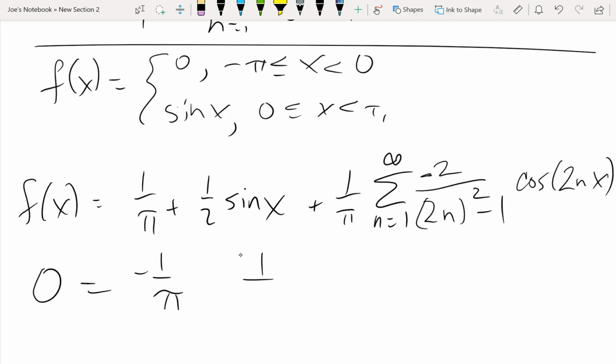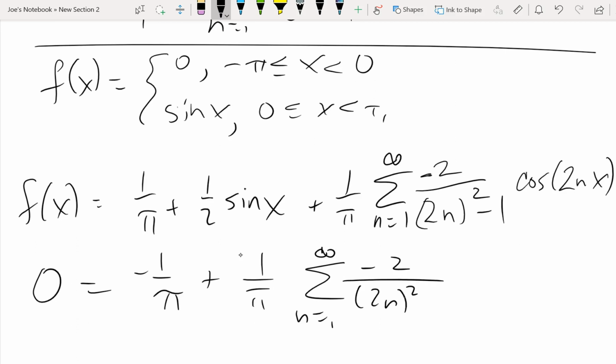We'll get -1 over pi plus 1 over, or I'll write it as minus here. Really, minus? Something's not quite right there. I'm missing something in here. Why did you put -1 over pi? That was our constant term. Oh, it should be +1 over pi. Thank you. That made a difference.